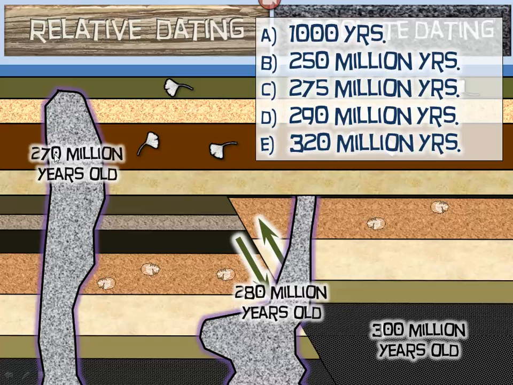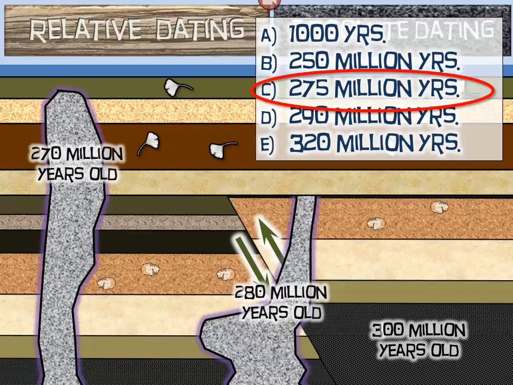However, can they be older than 280 million years? Well, no, because 280 million years ago was this intrusion, and obviously this intrusion happened well before these sedimentary layers were laid down, were deposited. Therefore, those layers and those fossils must be somewhere between 270 and 280 million years old. Again, it could be 272, it could be 279 or 276.3, whatever. But somewhere between 270 and 280 million years old.